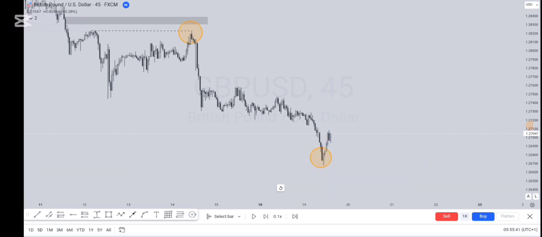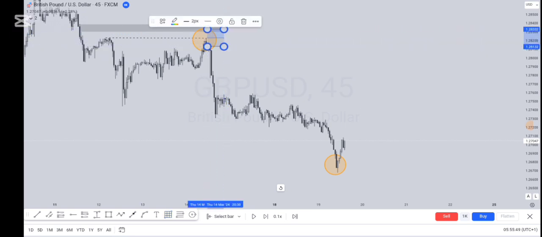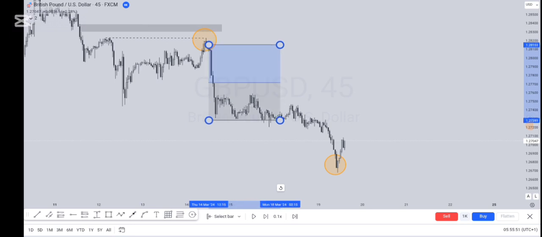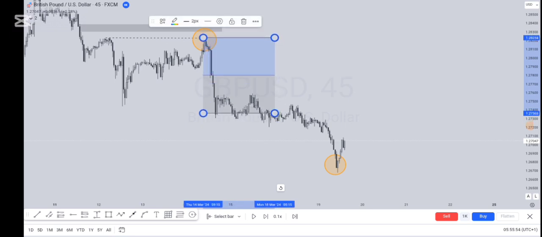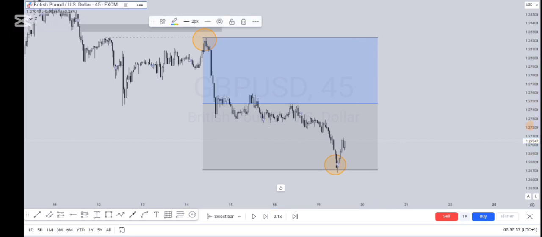So what are we going to be doing? We'll draw from this higher low, make sure it's touching. My own is not touching. Let's make it touch. So make sure it's touching, right? And then this is it.